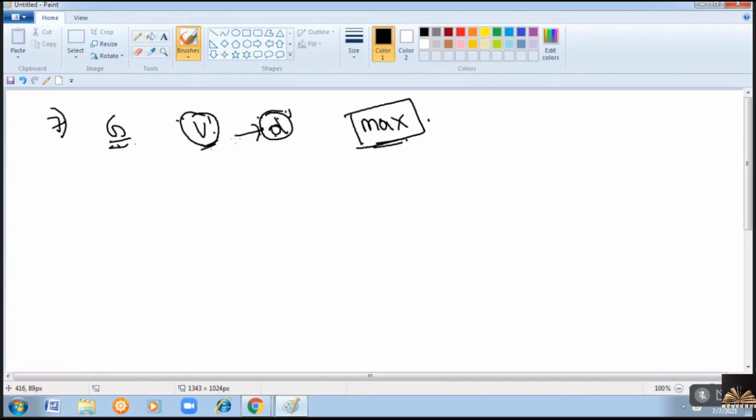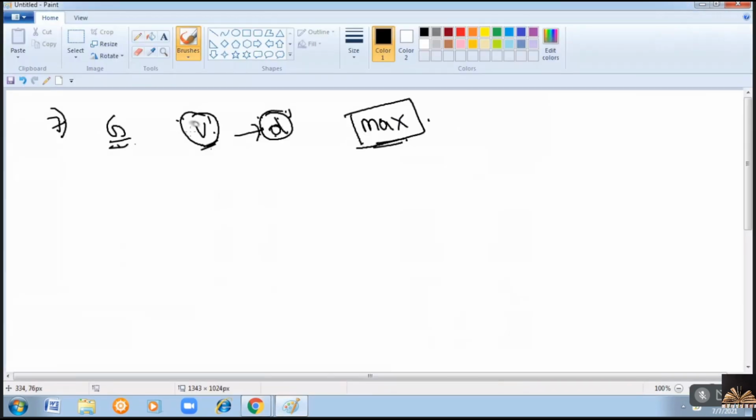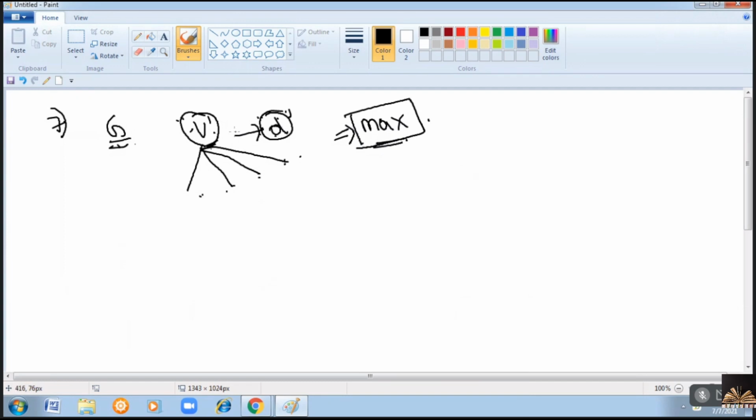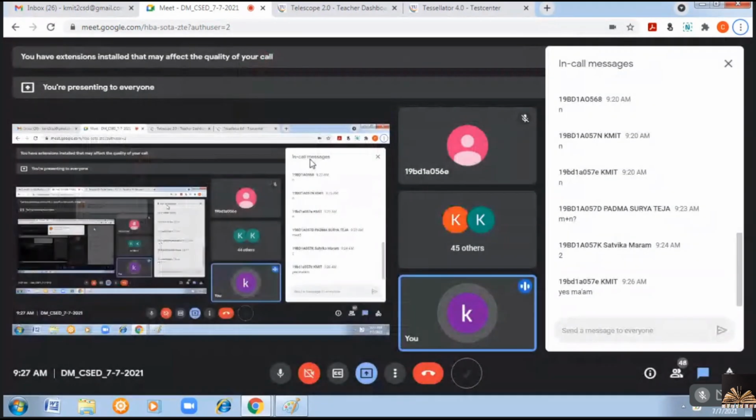Did you get my question? Can you tell me the answer? A vertex V is there with degree D. How many colors do you require to color all the vertices which are adjacent to this vertex V? How many do you require now?